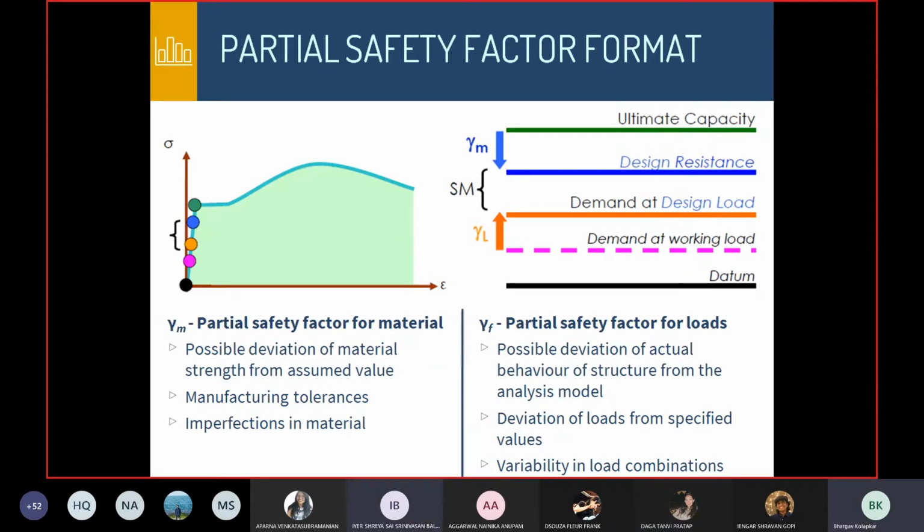Can you please explain the first point of the partial safety factor for loads? That was a bit confusing. Partial safety factor for loads. This one, this slide, right? Yeah, this slide.